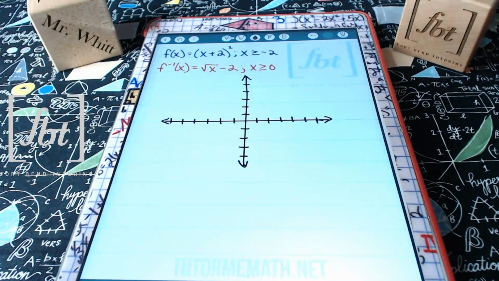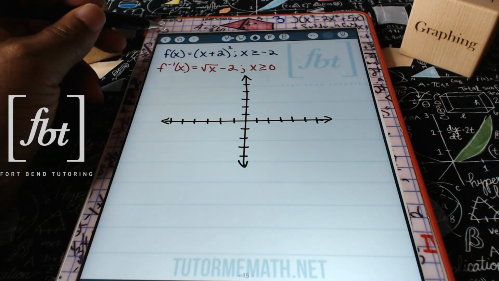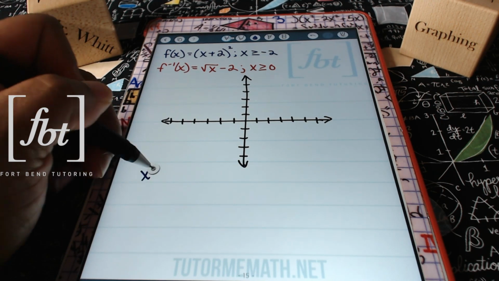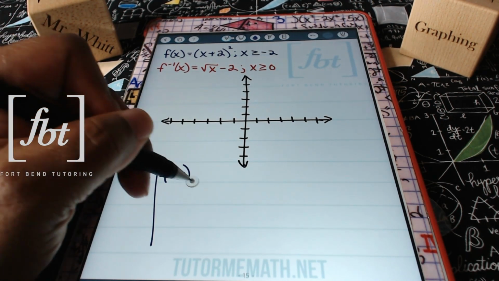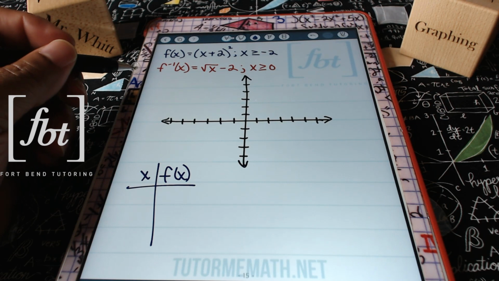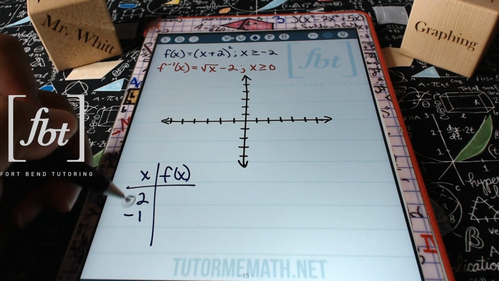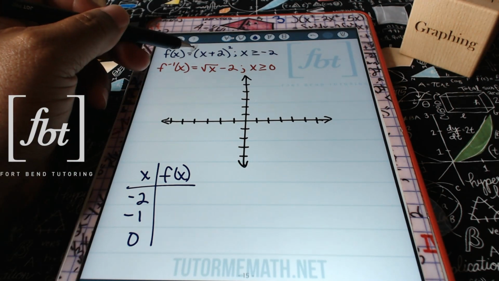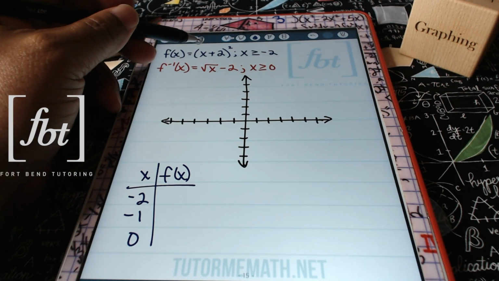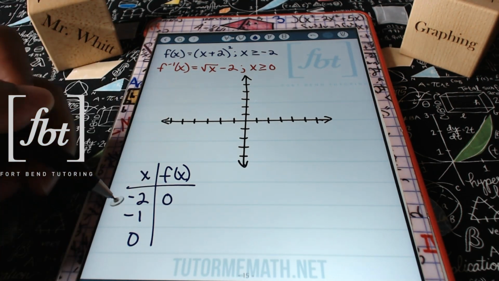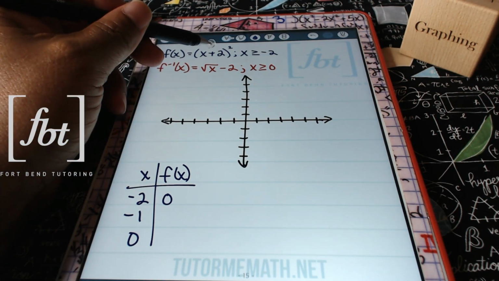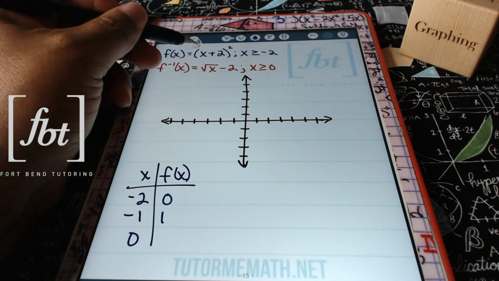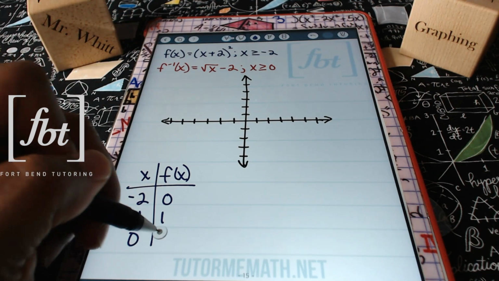However, let's see about the graph for these. When graphing our first function, remember that we can use an XY chart for this, right? So let's do just that. And we'll say that our values of x will be negative 2, negative 1, and 0. Let's use these values. When plugging them into the original function, negative 2 plus 2 is 0, and 0 squared is 0. Plugging in negative 1, negative 1 plus 2 is 1, and then 1 squared is 1. Plugging in 0, 0 plus 2 is 2, and then 2 squared gives you a result of 4.